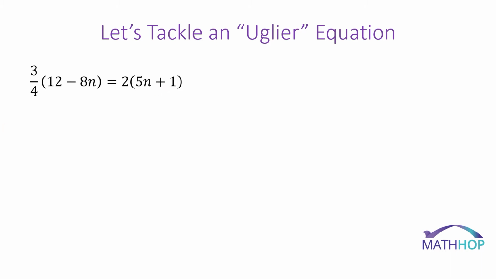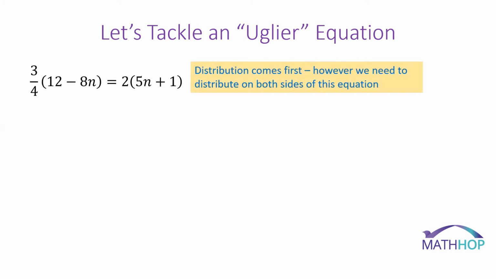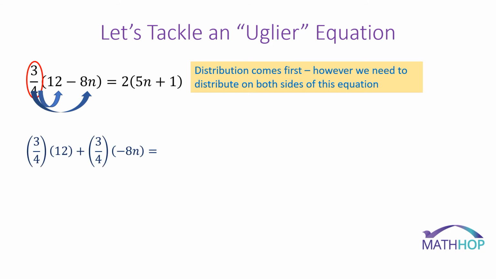So we have to distribute. Distributing comes first when we solve, but we have to distribute on both sides of the equation. It doesn't really matter which one you do first. We're going to distribute both sides and then clean it up. Let's start with the left side. We have 3/4. We have to distribute to 12 and to negative 8n. Don't lose your negative here. So 3/4 times 12 plus 3/4 times negative 8n. We'll clean that up later. Let's look at the right side and distribute that 2. 2 times 5n, that's going to be much easier. That'll be 10n. And 2 times 1. That'll be easier. But let's clean it all up now.